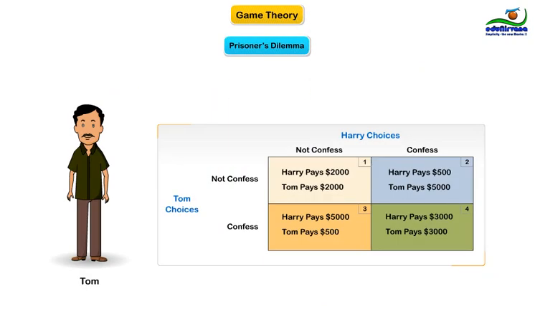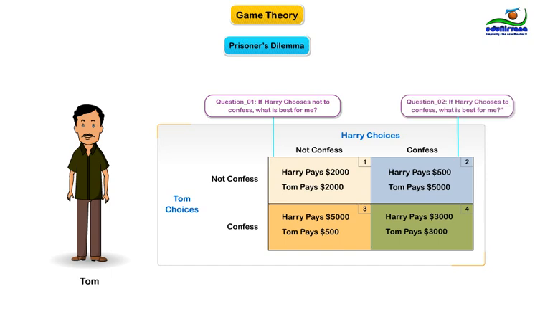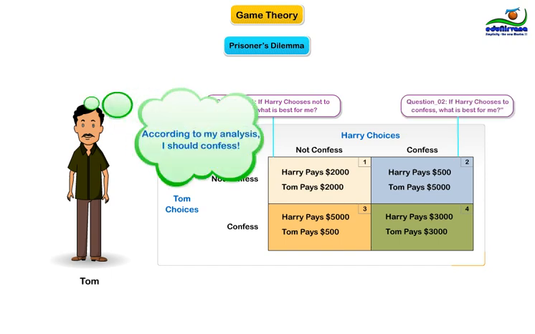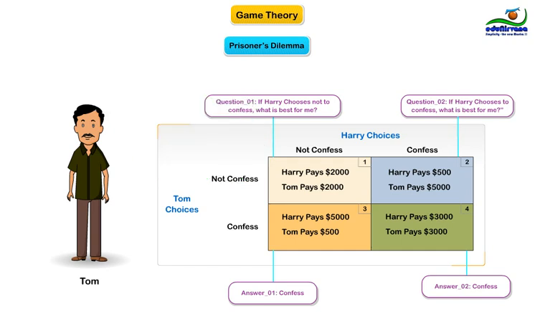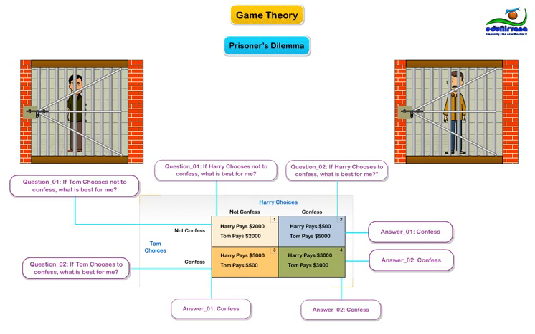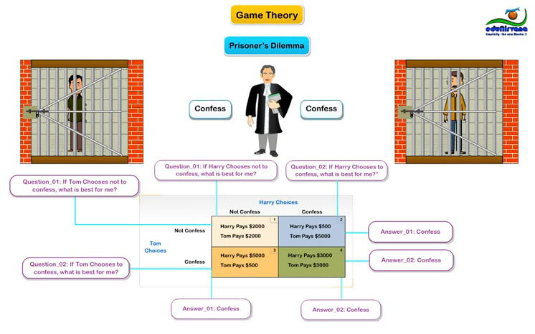The situation is the same for Tom. Tom goes through the same mental process that Harry does. Asking himself the same two questions Harry asked himself, Tom gets the same answers and draws the same conclusion. Tom decides to confess to the crime. The outcome: the lawyer goes to each man and asks what he has decided. Both Tom and Harry say, I confess. The outcome is shown in box 4, with each man paying a fine of $3,000.